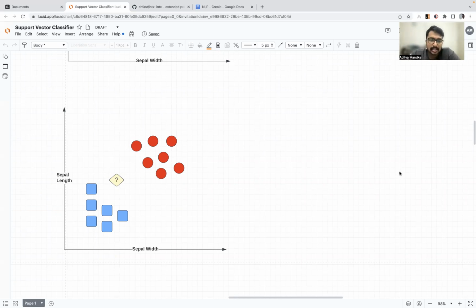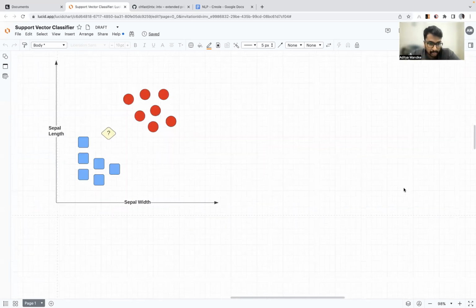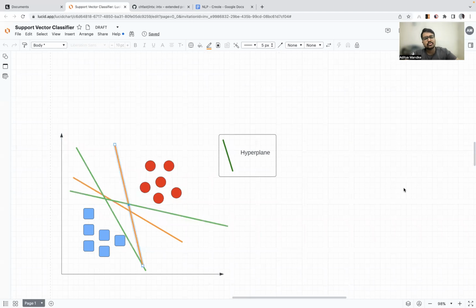Intuitively, you might think that we can just draw lines in the space that lies between these two classes, and then with that we can try to figure out to which class the new point will belong. If you have thought of that, you're absolutely right. Like this, we can just draw random lines that lie in the space between these two classes. In the context of support vector classifiers, these lines are called hyperplanes.